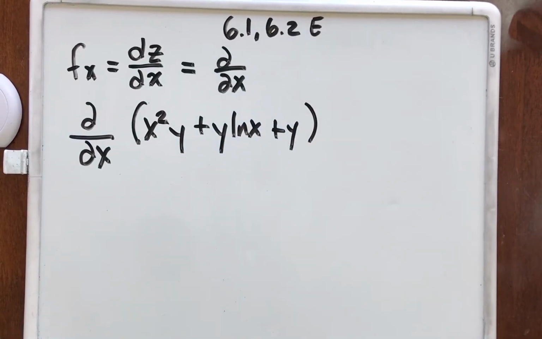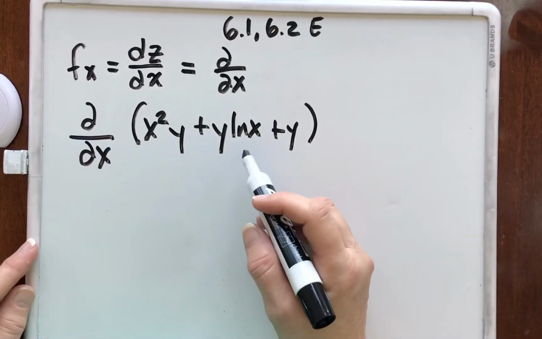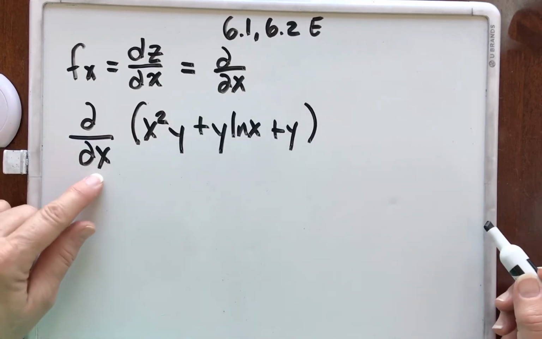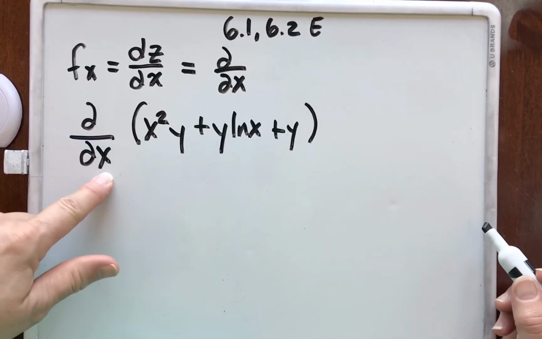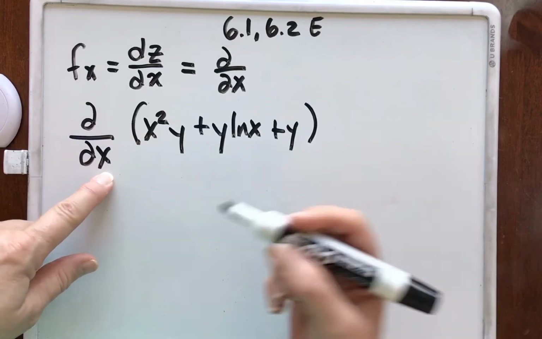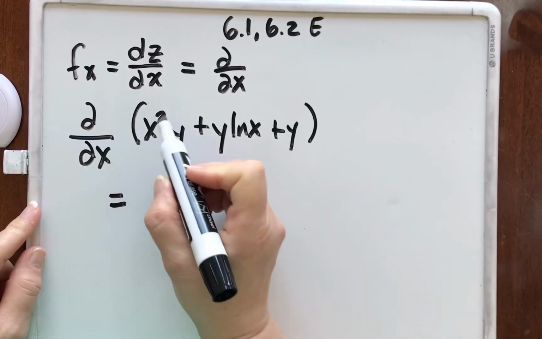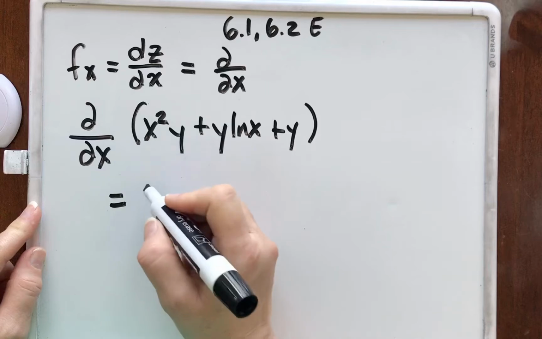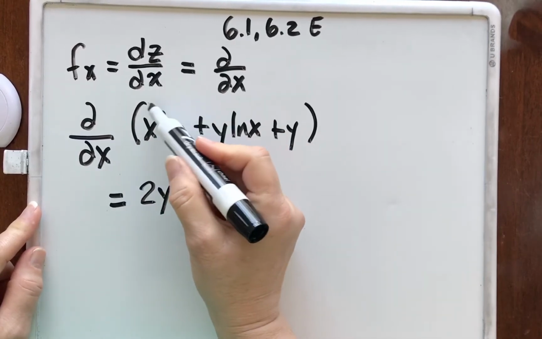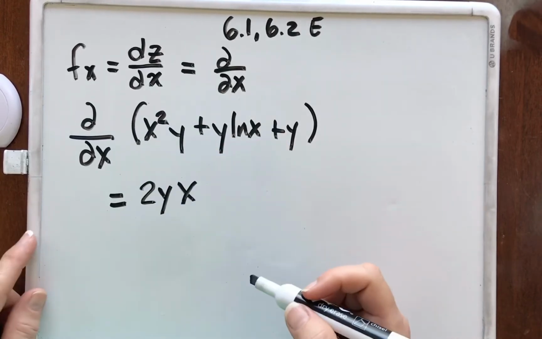We're going to take the partial with respect to x of x squared y plus y ln x plus y. When we do this, remember x is the variable, y is constant. Just pretend it's like a number when you're figuring it out. So taking the derivative here, this is our variable, this is our constant, so our answer is going to be 2yx. We bring down the 2 times y, and then bring our x over.